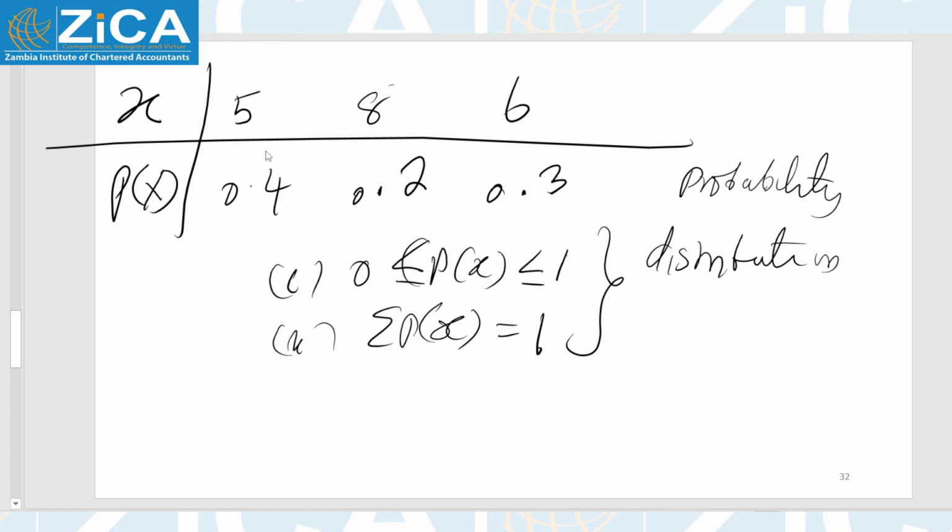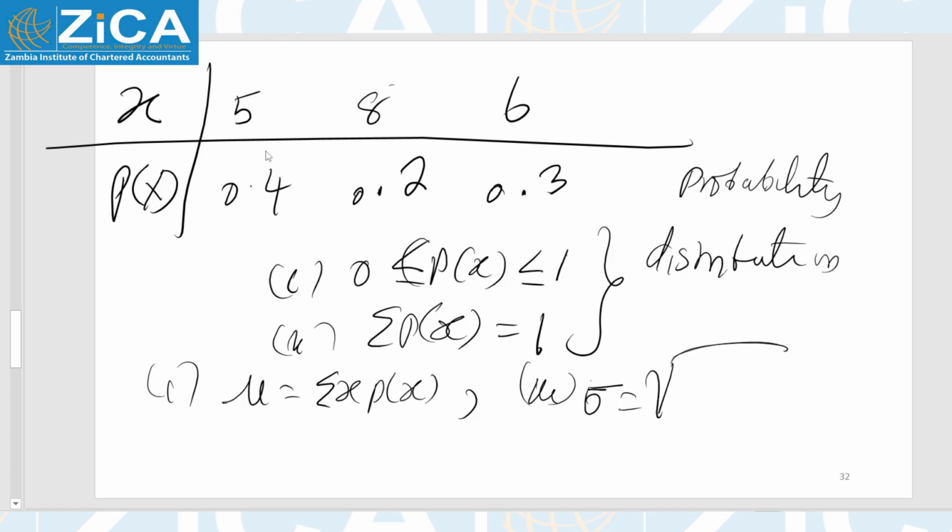So that means this has got a mean, mu, which will be equal to the summation of x times probability of x. It has also got a standard deviation, sigma, which will be equal to the square root of the summation of x squared times probability of x minus the mean, mu squared, which is already here. This is the standard deviation. The square of this will give us the variance.